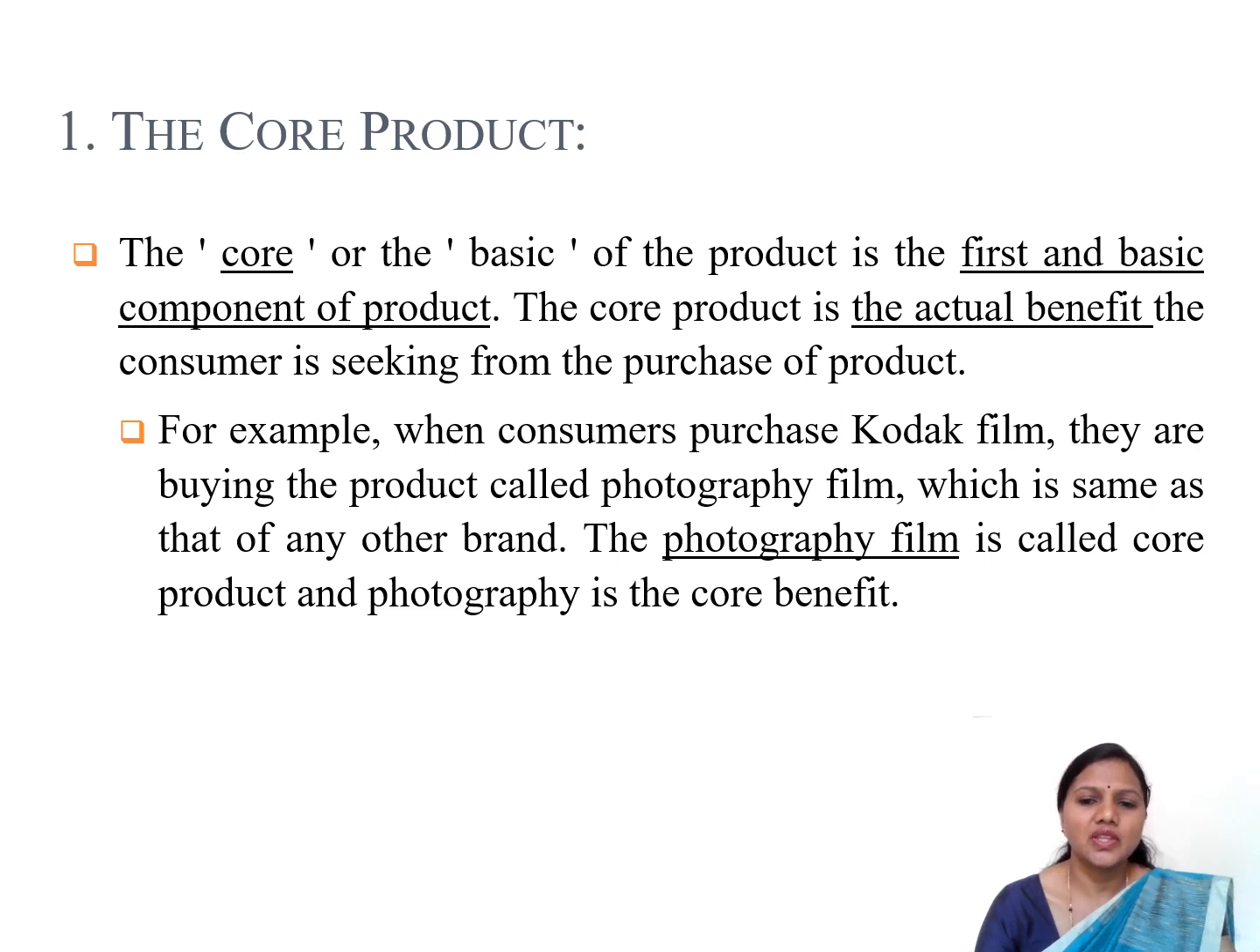Let us see the first one, the core product. The core of the product is the first and the basic component of the product. It is nothing but the actual benefit. The core product is nothing but the actual benefit the consumer is seeking from the purchase of the product. Any consumer, if he is purchasing a product, he is searching for something in that. He wants some benefit from that particular product. So that actual benefit is nothing but the core of the product.